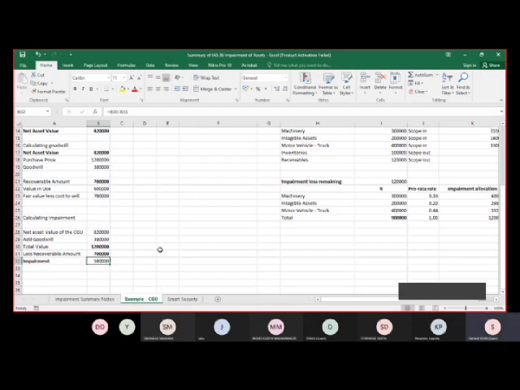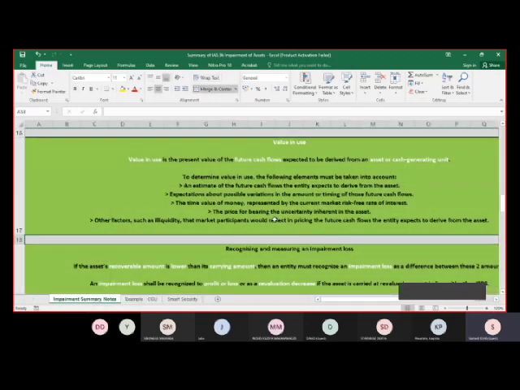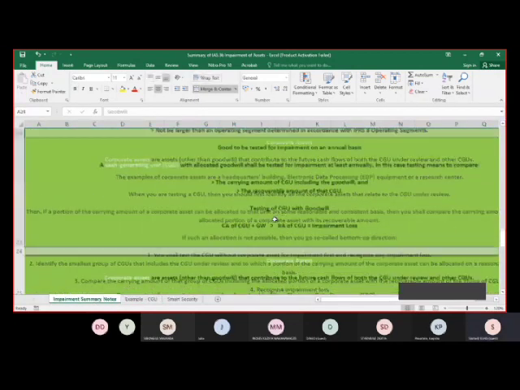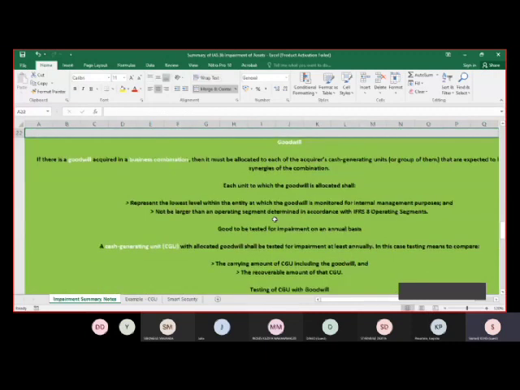Now that I have an impairment of 500,000, I must deal with this impairment. And how do I deal with it? Based on what the standard is saying. You remember the standard says, let me just go there. There's that part that was talking about the allocation. I just want to show you.